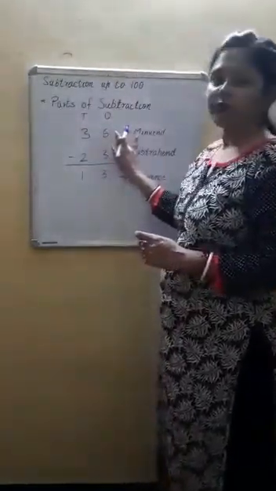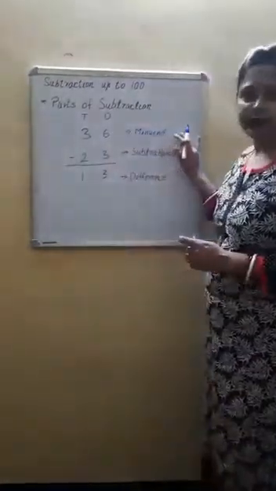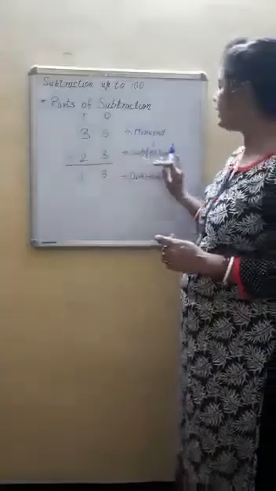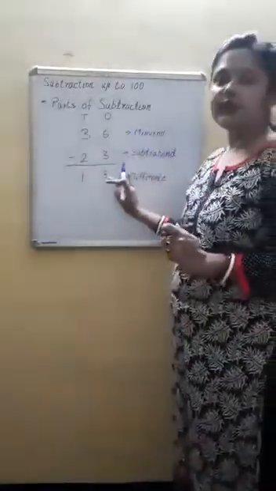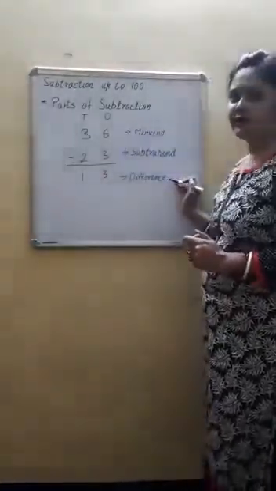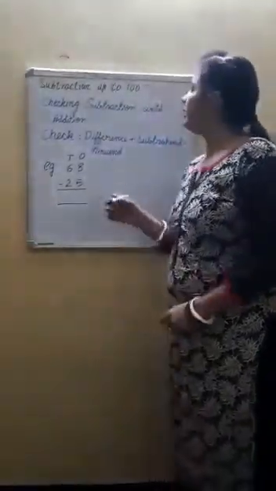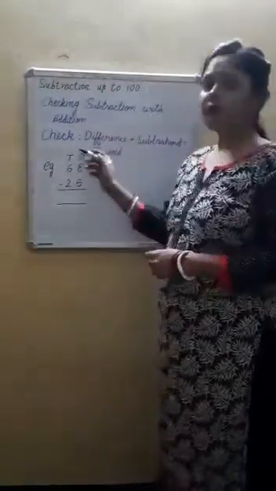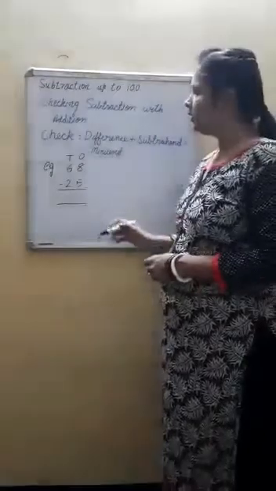The number from which we are subtracting is known as minuend, and the number which we are subtracting is called subtrahend, and the result which we are getting after subtraction is called difference. Now let's see the next topic, checking subtraction with addition. Here the formula is difference plus subtrahend is equal to minuend.